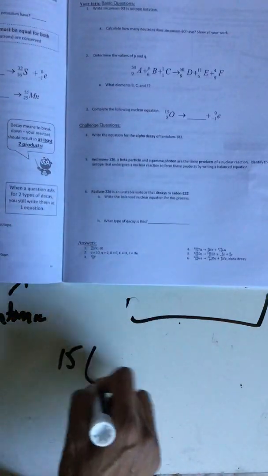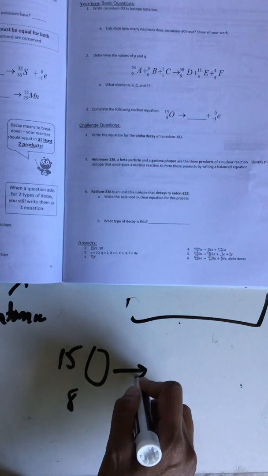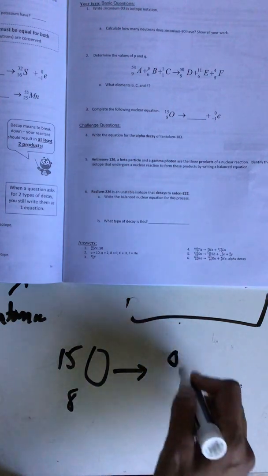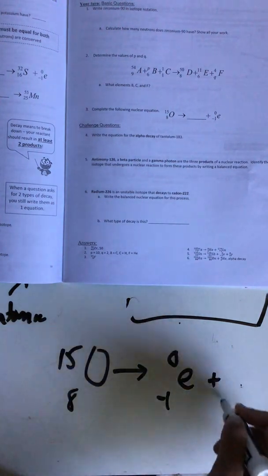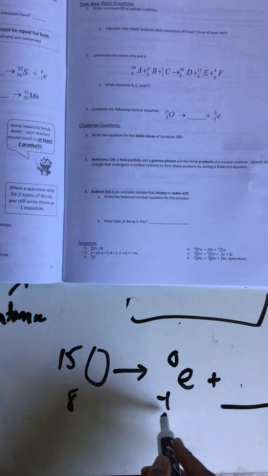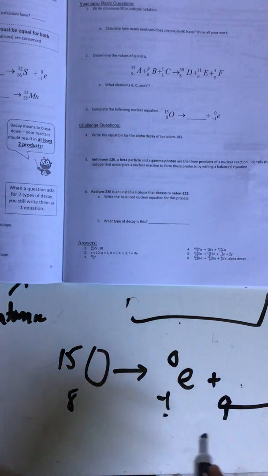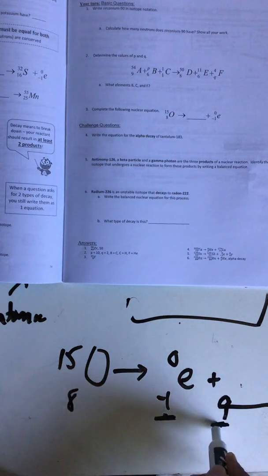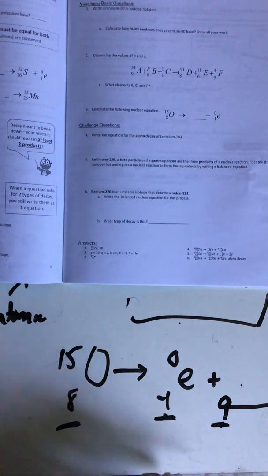You guys can try these practice problems here on alpha and beta decay. It will help you understand it. You can ask me if you have any questions. I mean, we can even do this one together. If you have 15 8 oxygen and you make 0 e -1, then what else are you making here? Well, remember this -1, this has to be a 9 here because -1 plus 9 will give you this 8.